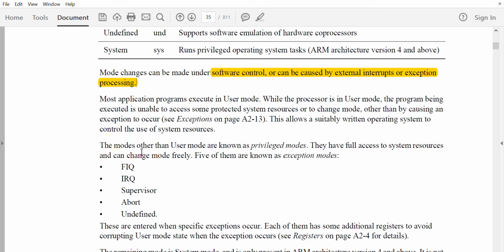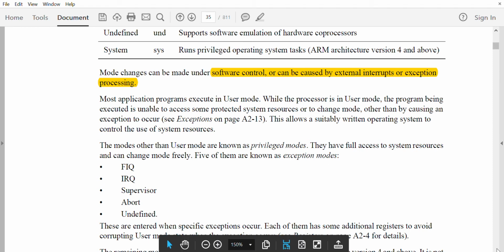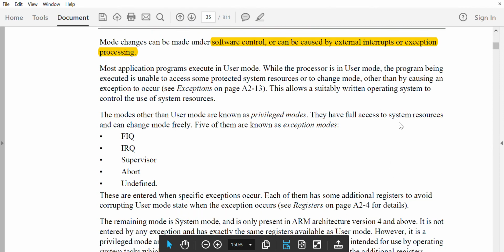So we talked about 7 modes, and other than the user mode, the rest of the 6 modes are privileged modes. So the unprivileged mode is the user mode, and the privileged modes are the other 6: FIQ, IRQ, supervisor, abort, undefined, and system. The privileged modes all have full access to system resources and can change mode freely.